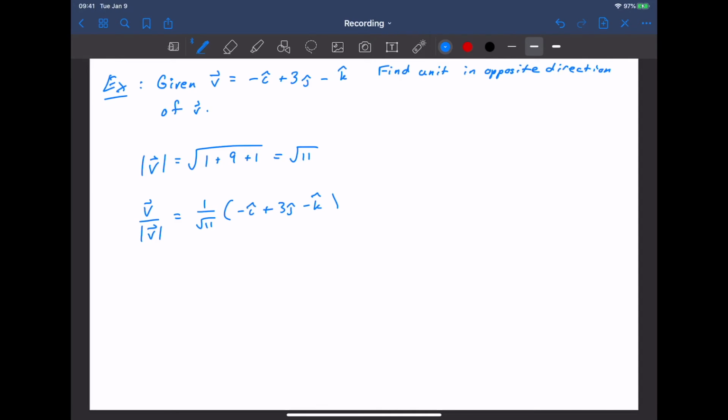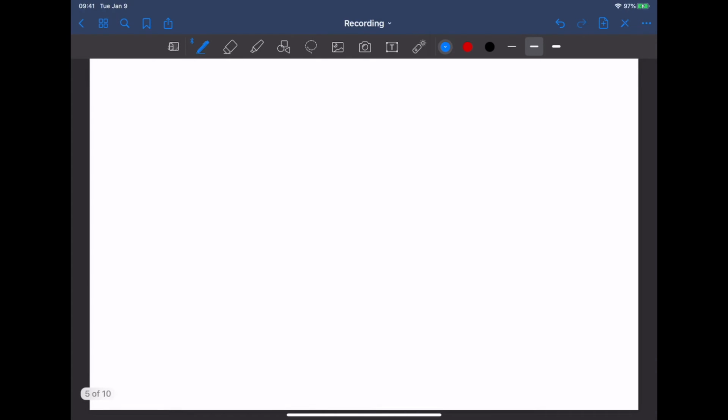And so a unit vector in the opposite direction, we're going to multiply by -1. U hat would be -1 over root 11. And you could distribute that negative if you wanted to. I'm not going to lose any sleep over it. One more example, and then we are done. Short video. Knock on wood.